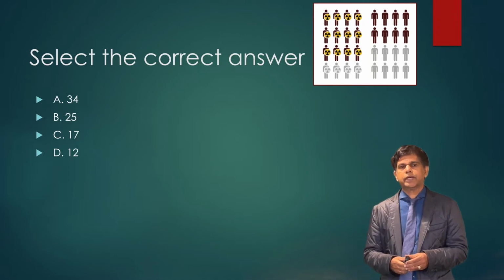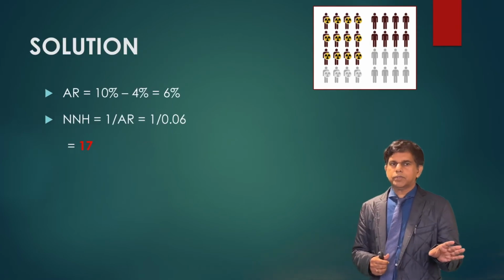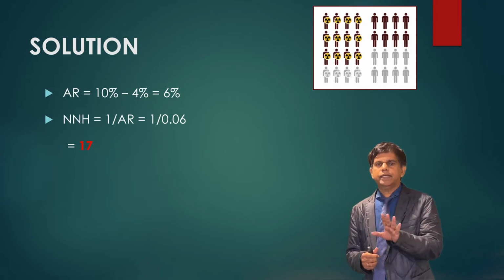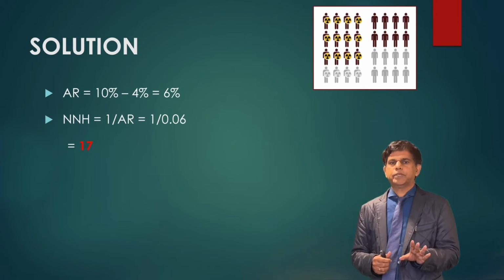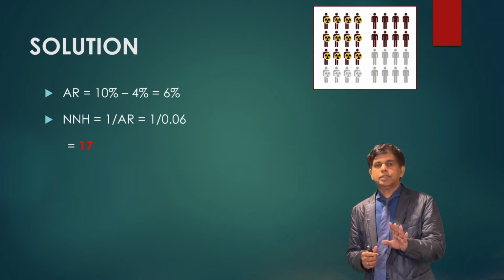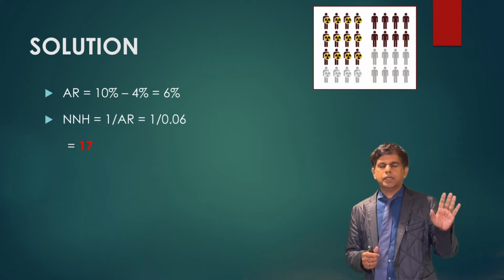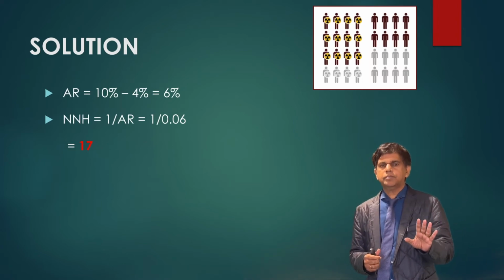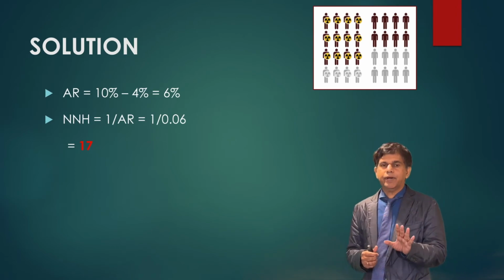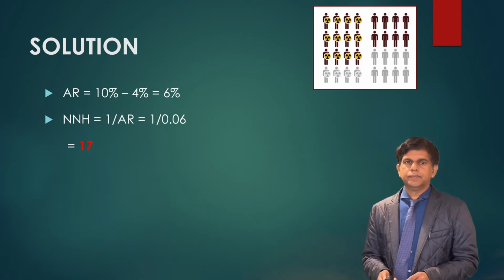Okay, now let's look at the solution for this problem. Attributable risk, that's what we need to calculate first. So 10% minus 4%, so we get 6%. What is the next thing to do? 6% we convert into a decimal, which is actually 0.06. And then now bring our formula, number needed to harm is 1 divided by attributable risk, which is 1 divided by 0.06, and our answer is 17, okay?